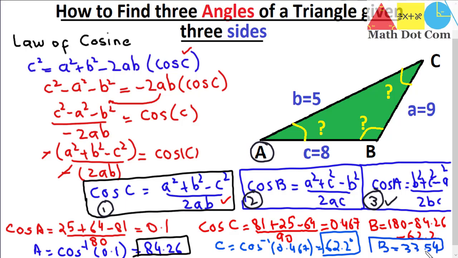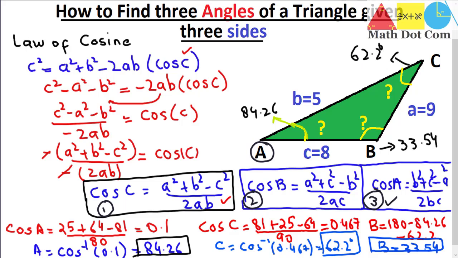So these are the three angles that we have found by using the law of cosines. Angle A is 84.26. Angle B equals 33.54, and this is the angle C, and it equals 62.2 degrees.